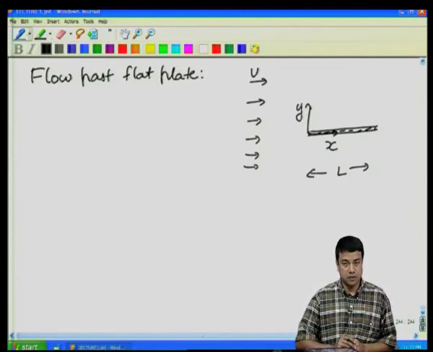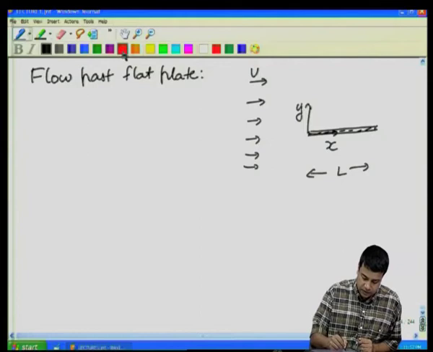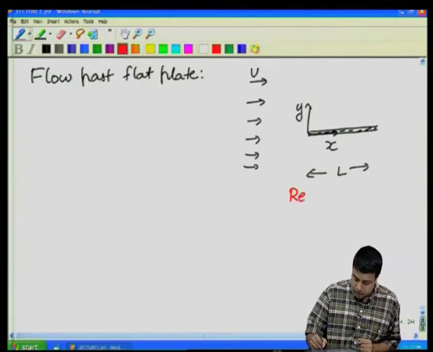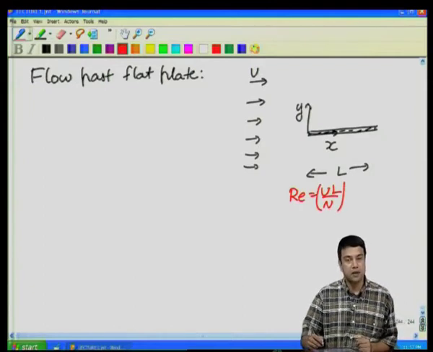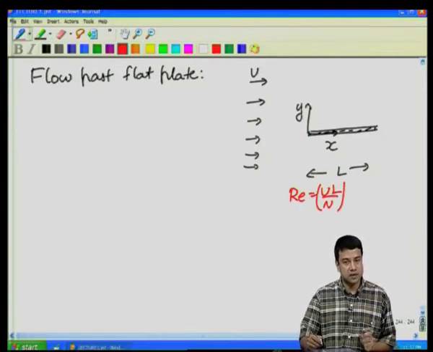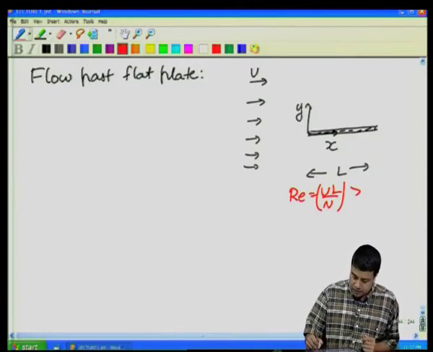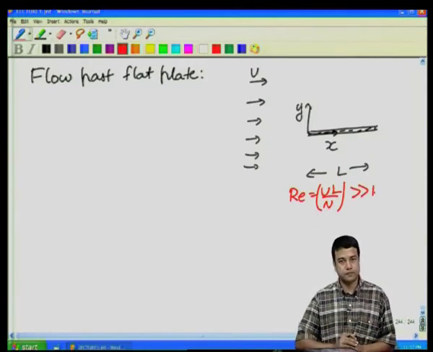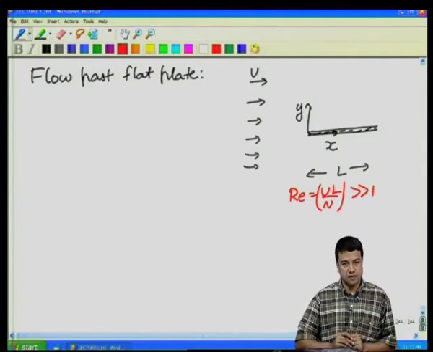The Reynolds number based upon the length of the plate and the free stream velocity U is U L by kinematic viscosity. Kinematic viscosity is viscosity divided by density. So, this is rho U L by mu. This was large compared to 1. So, far away the velocity is equal to capital U. At the surface itself, it has to decrease to 0.